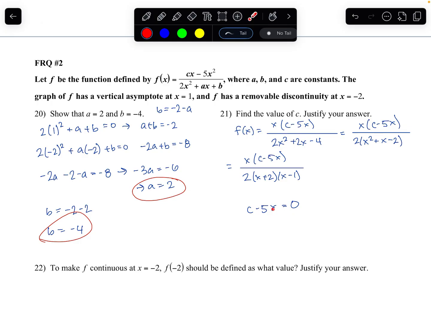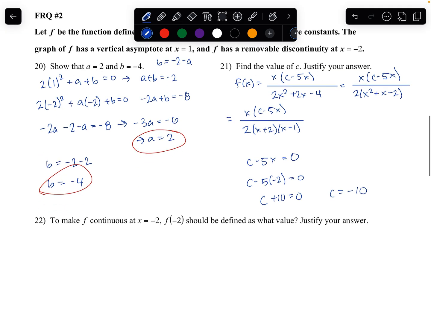So at x equals -2, we'd have c minus 5 times -2 equals 0. So we'd get c plus 10 is equal to 0. So therefore c has to be equal to -10, and there you go. That's what we would have to do right there. I think that's right. Cool. All right, I think I'm good with that.